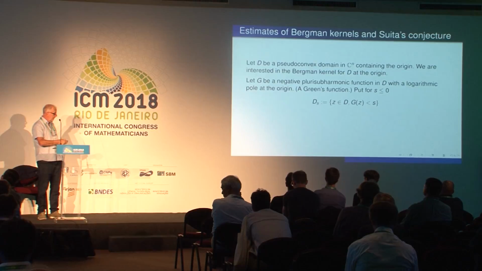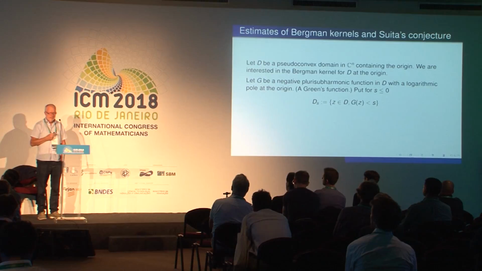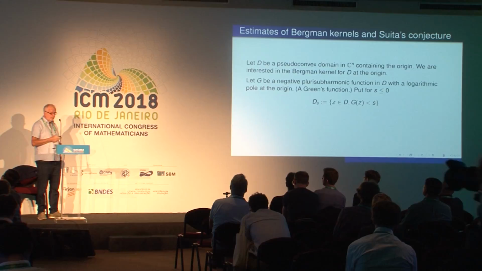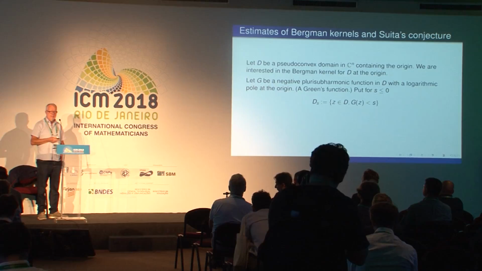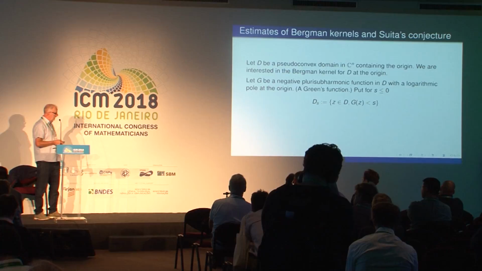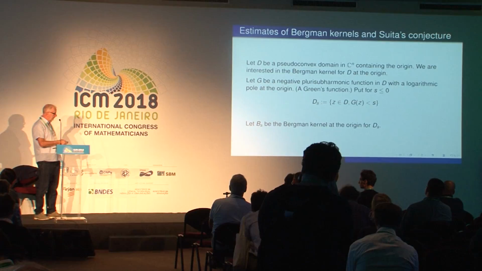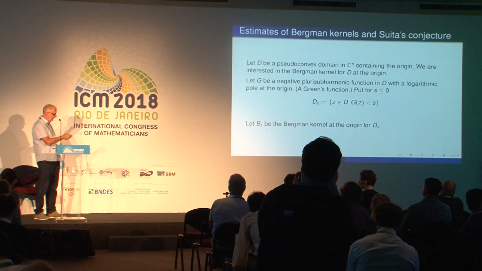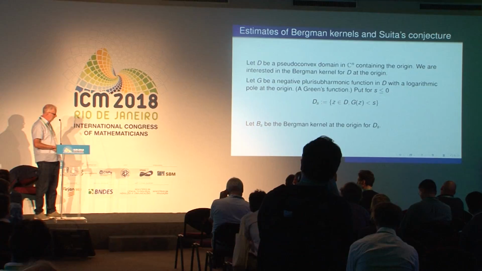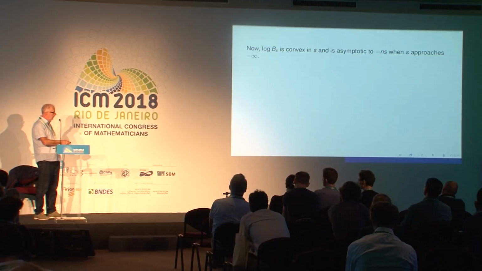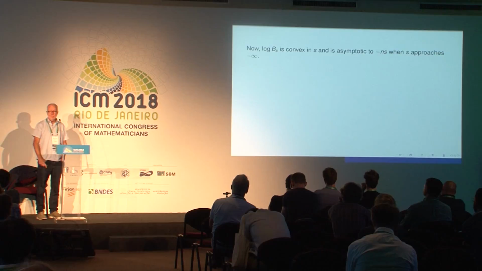So this gives you now a family of domains to which you can apply the theorem. And you're going to have a good estimate for the Bergman kernel when s is essentially equal to minus infinity, and then you're going to use the theorem to get an estimate for s equal to zero, which is what you were really interested in. So you take the Bergman kernel for those domains D_s, and the conditions of the theorem are fulfilled, so it turns out that the logarithm of this is a convex function of s. And since you have essentially a ball when s is very negative, it will be asymptotic to minus n times s. It will essentially be linear.